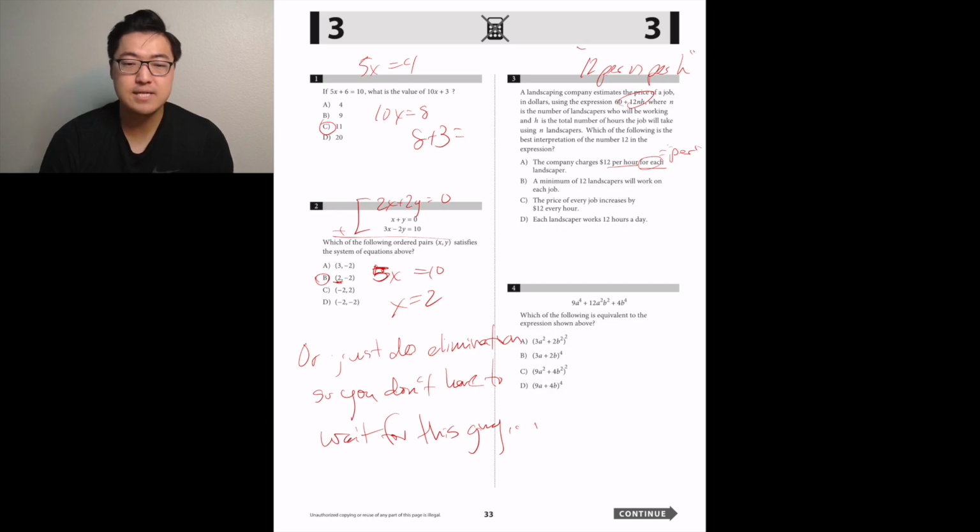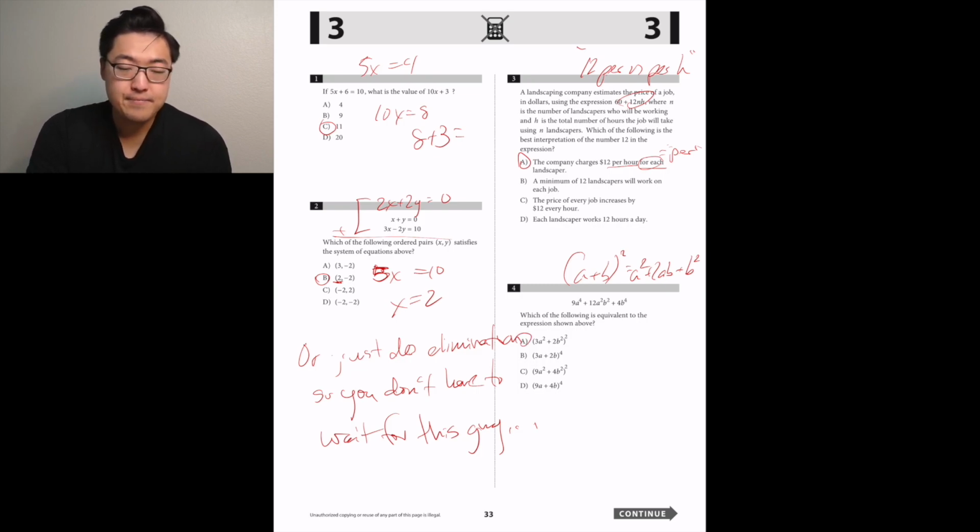4. Which of the following is equivalent to the expression above? This has the standard plug-in format, but I don't think we need to do it. There's no way it's going to be B or D because that's going to give you some crazy 3A to the 4th power term, which is huge. It's going to be A or C. This is just the nice formula: A plus B squared is going to turn to A squared plus 2AB plus B squared, which is what A is doing. And so the answer is A.